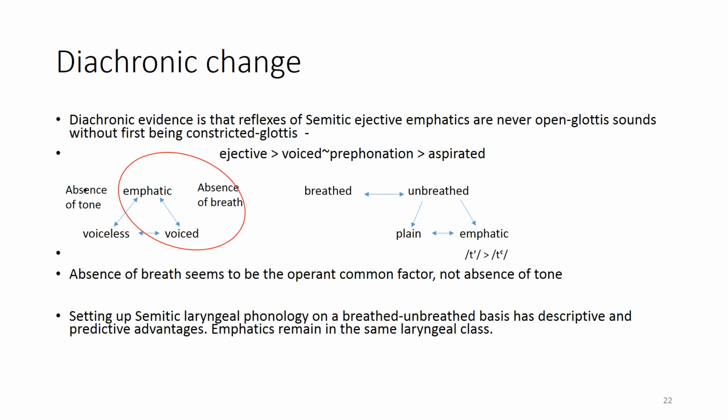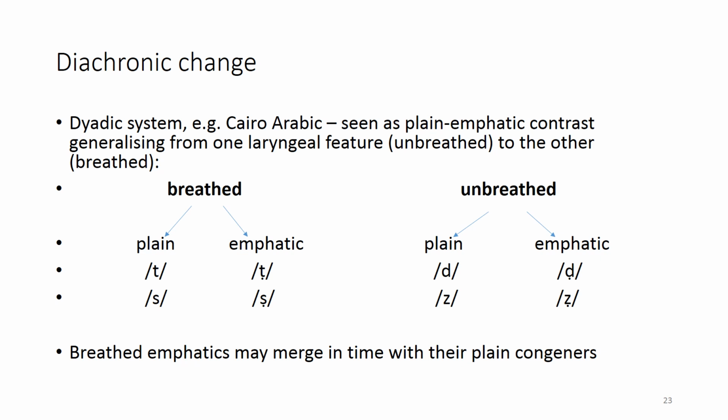The advantage is that emphatics remain in the same laryngeal class of unbreathed as they change from ejective to pulmonic sounds. There's no need to say that they change their phonological laryngeal class. If emphatics become aspirated, dyadic systems arise in a process best seen as a generalizing of a plain emphatic contrast from unbreathed across to breathed consonants. As mentioned before in relation to modern Arabic Sa'd, breathed emphatics may merge with their plain congeners, which would then in fact re-establish a triadic system.